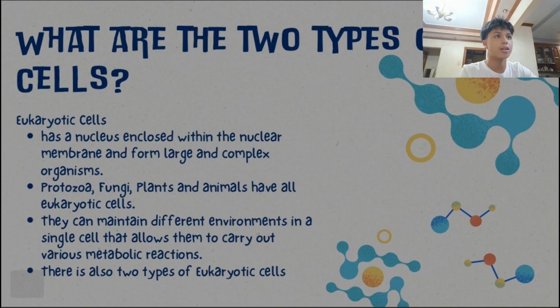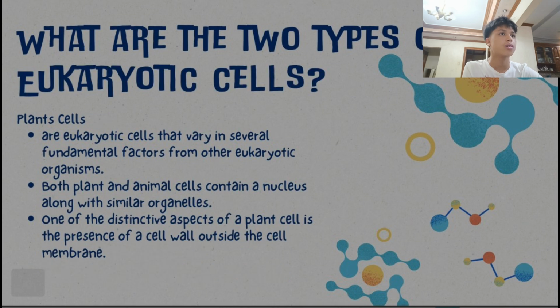Next, we have eukaryotic cells. These cells have a nucleus enclosed within the nuclear membrane and form large and complex organisms. Protozoa, fungi, plants, and animals all have eukaryotic cells. They can maintain different environments in a single cell that allows them to carry out various metabolic reactions. There are also two types of eukaryotic cells. So these are the plant cell and the animal cell.